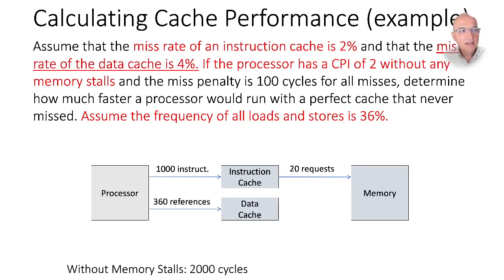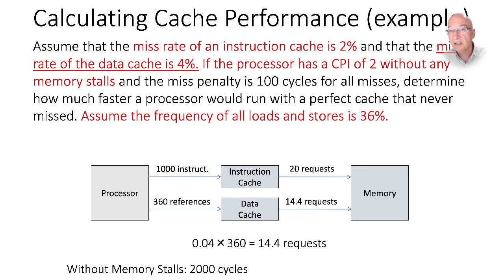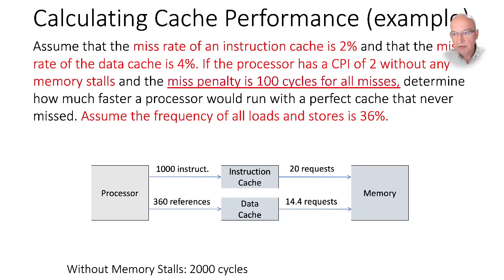And I know that the miss rate of the data cache is 4%. So of the 360 references that I have into the data cache, 0.04 times that will be the number of requests. The number of requests will be 14.4. Don't worry for the fact that I did not get an integer there. If I had 10,000 instructions, that number would be 144. Remember, the number 1,000 instructions was arbitrary, so it's okay for me to have a fraction at that point. So I got 14.4 requests into the memory from there.